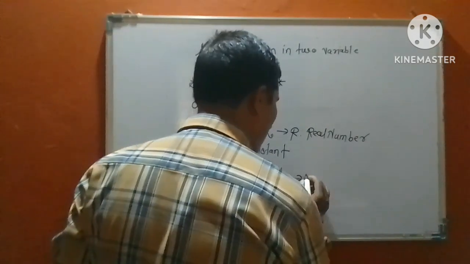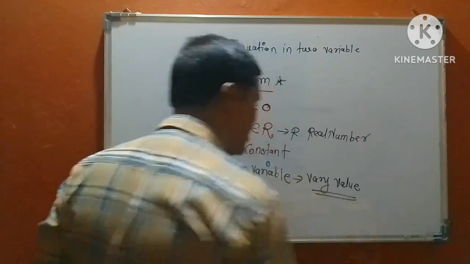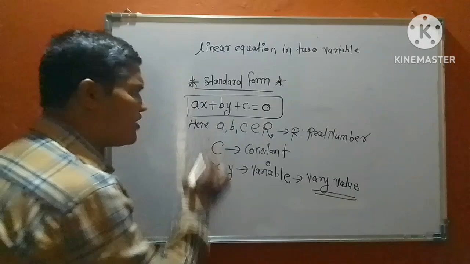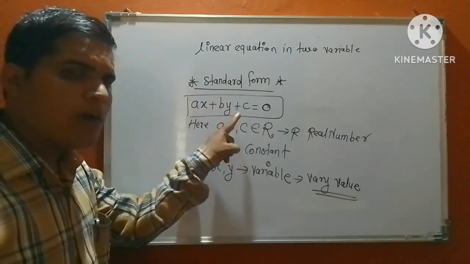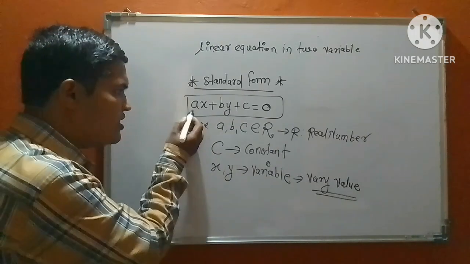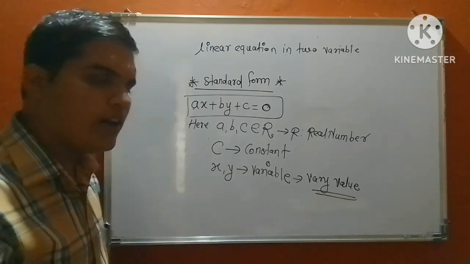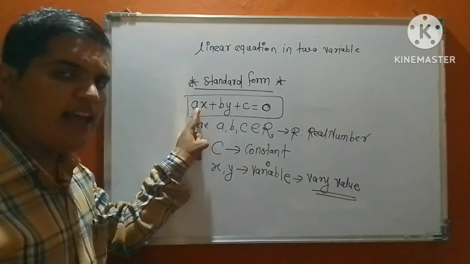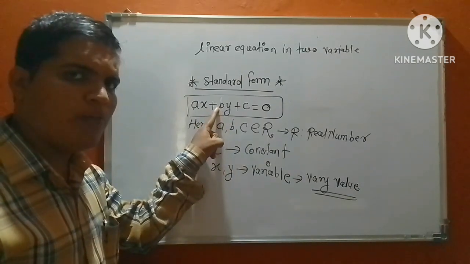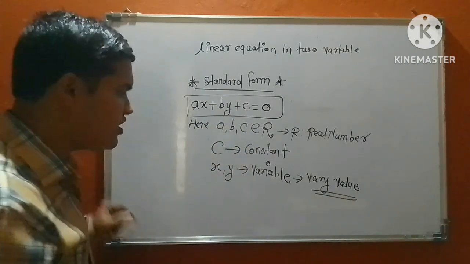So variable means what? So vary value. Variable means what? So vary value is called variable. Suppose this is the standard form of linear equation, ax plus by plus c is equal to 0. So in this lecture a is the real number and multiply with x. X is the variable. So ax means what? A is the real number and x is the variable, plus b is the real number and y is the variable and c is the constant term.